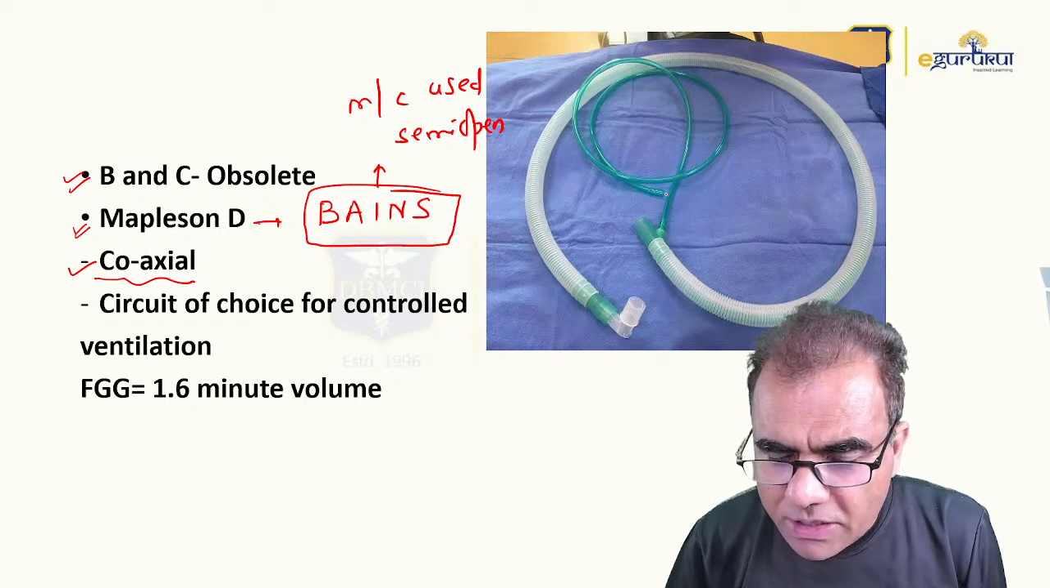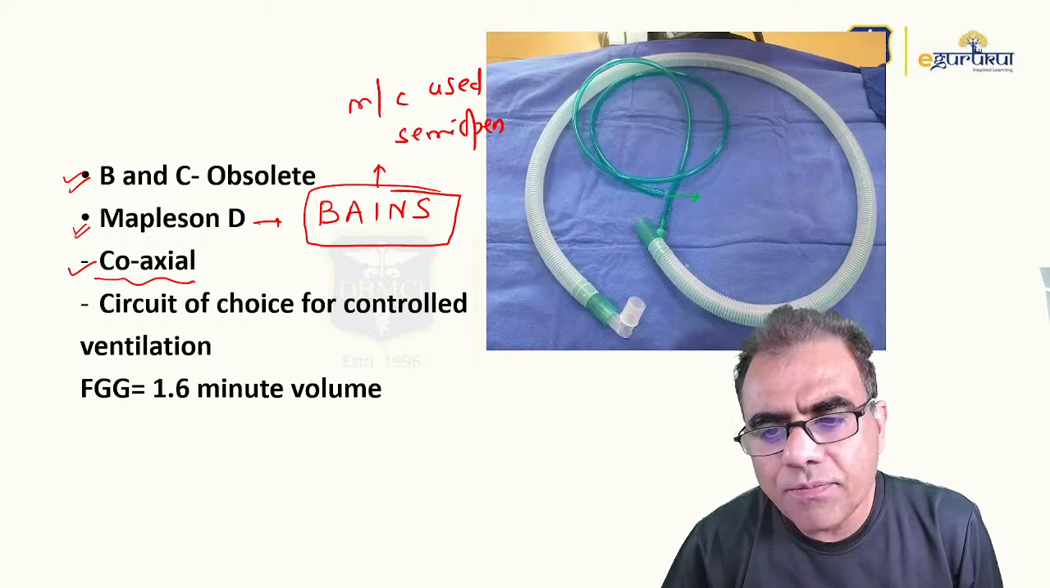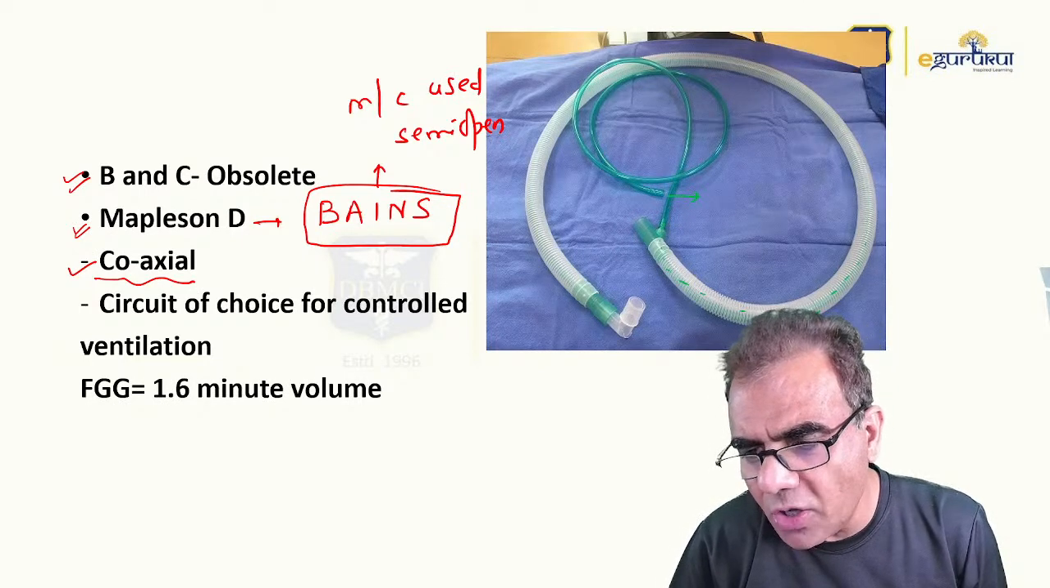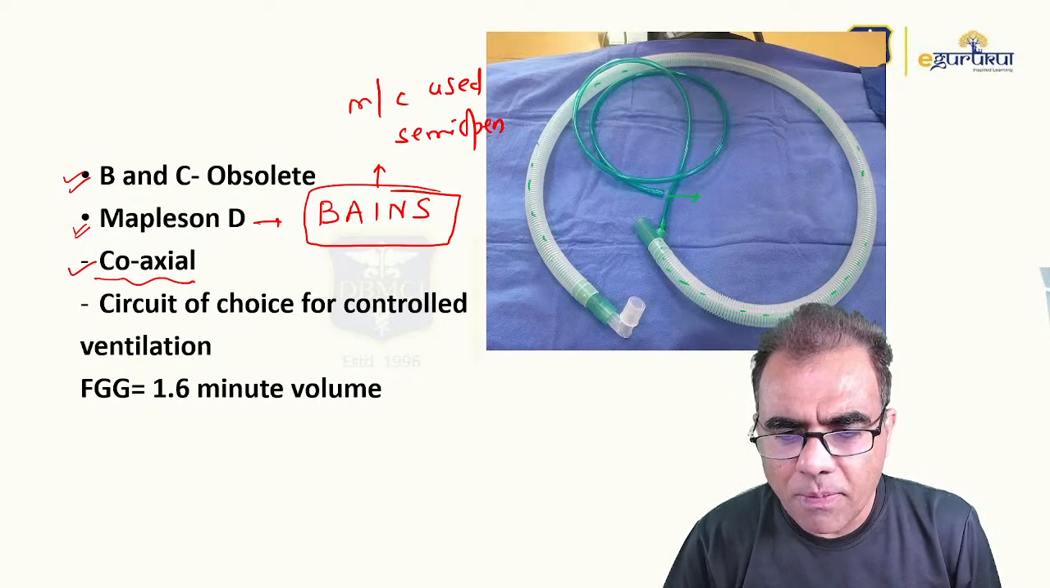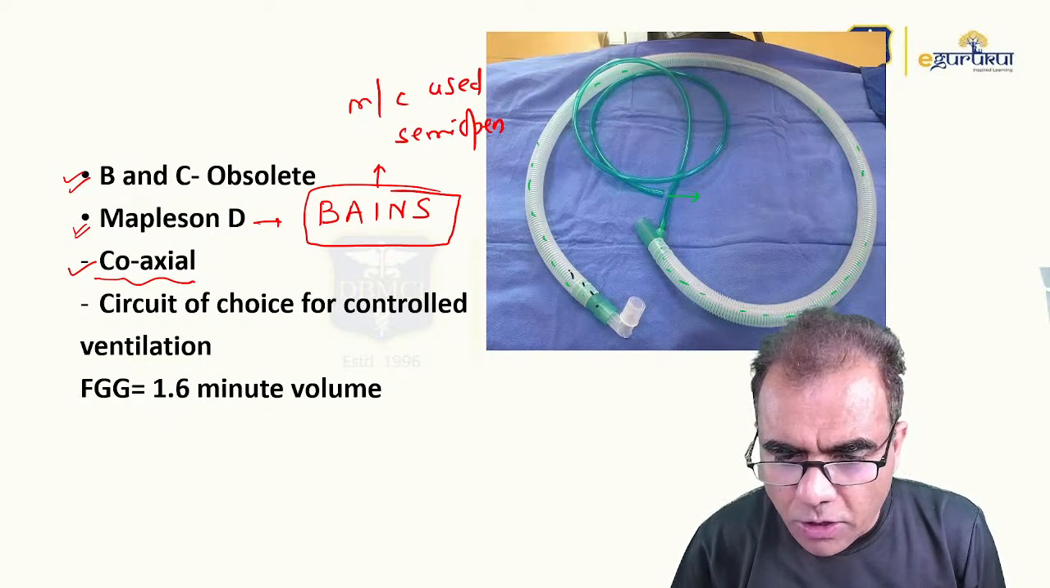Why? Because this end will be connected to the anesthesia machine. So fresh gases will pass through the inner tube. Can you see this inner tube in green color inside? So fresh gases will pass through the inner tube, and expiratory gases, which I'm showing here as blue, through the outer tube.